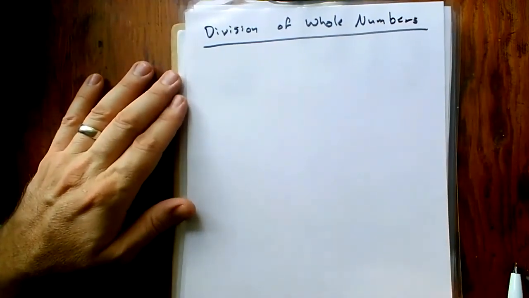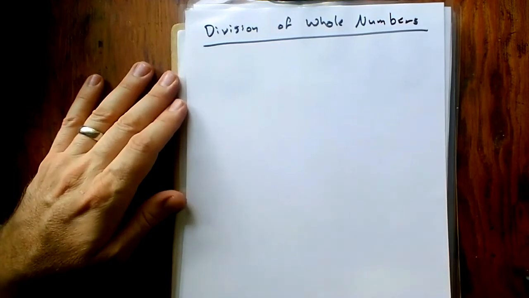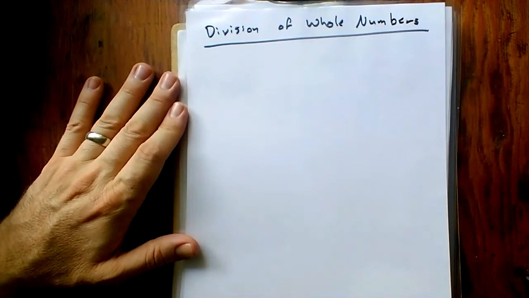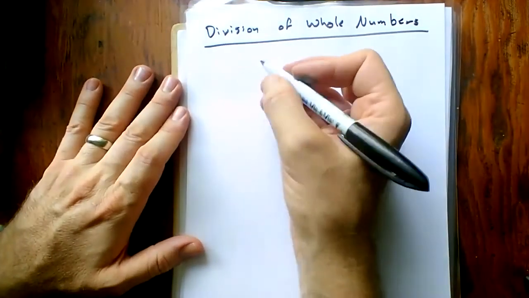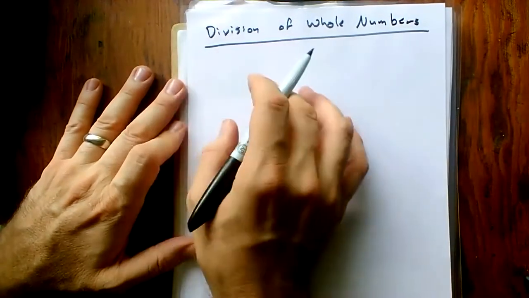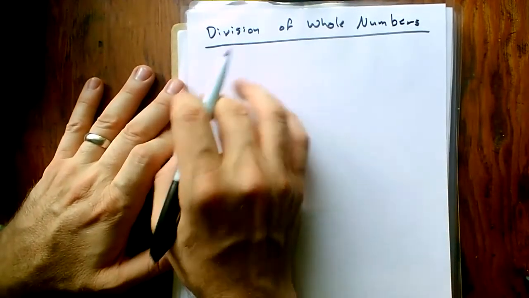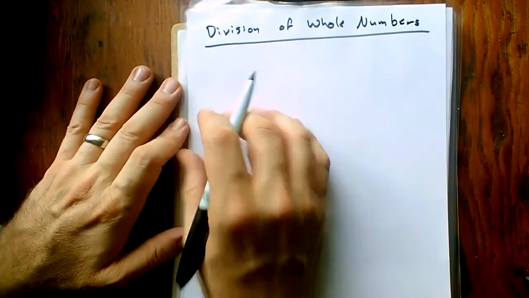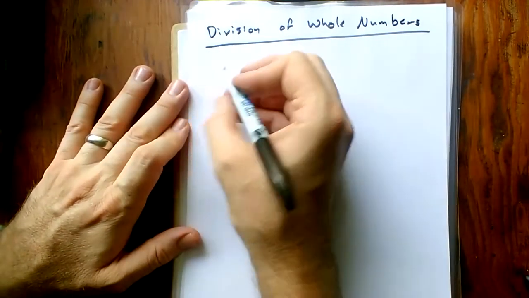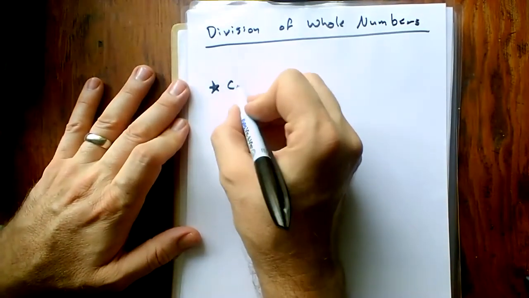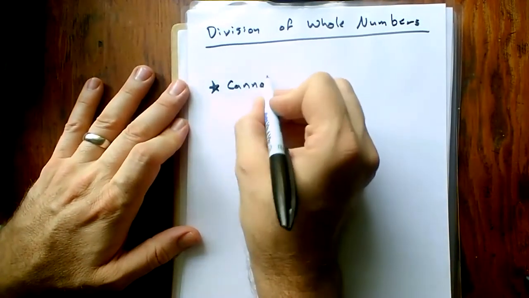Okay, let's talk about dividing whole numbers. We're going to do a couple things with this. The first thing is we're going to do some basic division, and we're also going to do some long division. But I also want to talk about a couple things. First of all, let's talk about a very important thing to know.